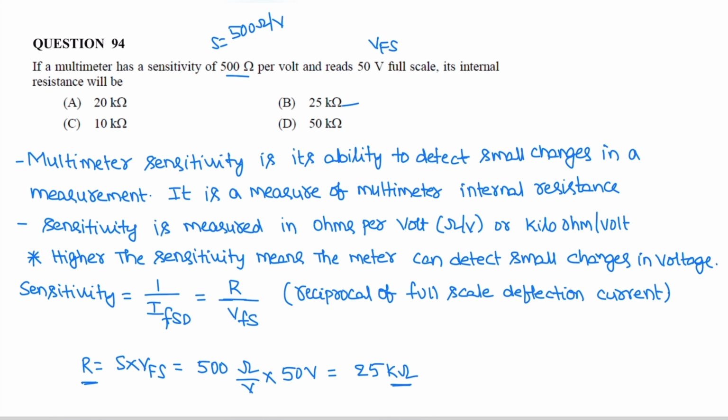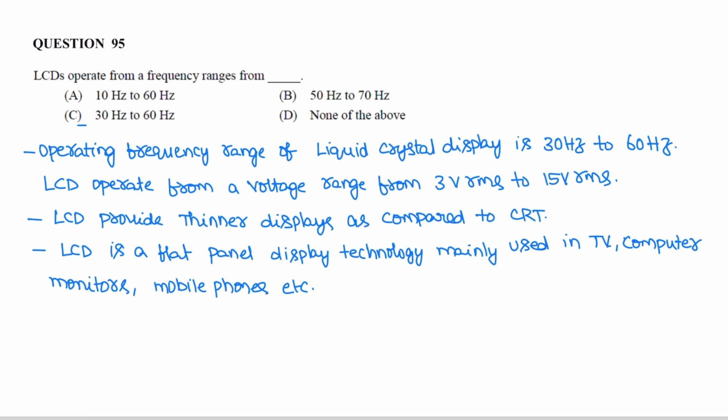Next question. Question 95. LCDs operate in the frequency range from 30 to 60 Hz. So LCDs, liquid crystal display, operate in the frequency range of 30 to 60 Hz, and the operating voltage is 3 volts to 15 volts RMS voltage. These LCDs provide thinner display as compared to cathode ray tube. LCD is a flat panel display technology mainly used in TV, computer monitors, and mobile phones, etc.